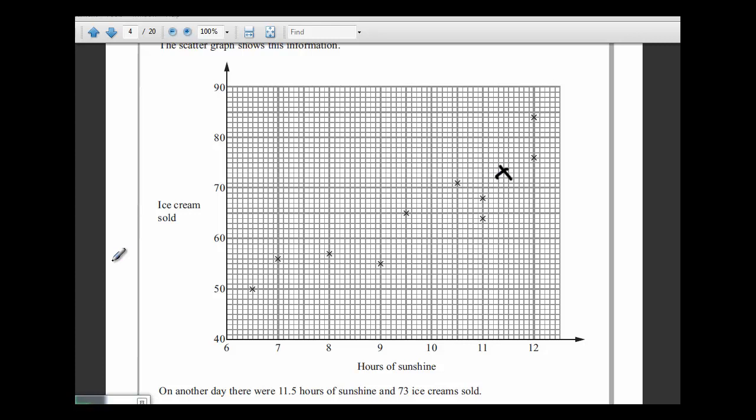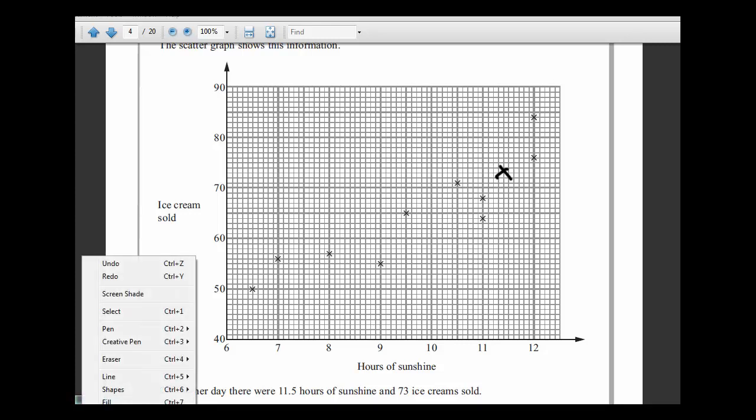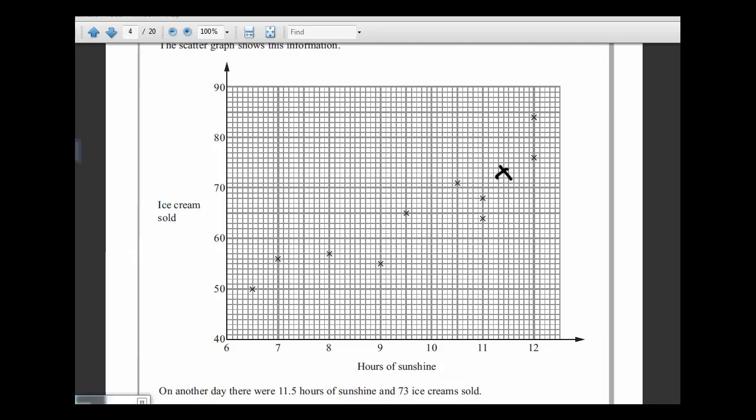Okay, then part C asks us, one day had 10 hours of sunshine, estimate how many ice creams were sold. To do this, we need the line of best fit, trying to get a roughly even number of points on both sides. Then when we've done that, we can simply read off from 10 hours the number of ice cream sold, and if we get any answer between 62 and 70, we'll get the marks for that.